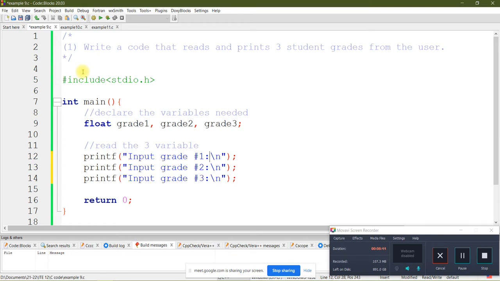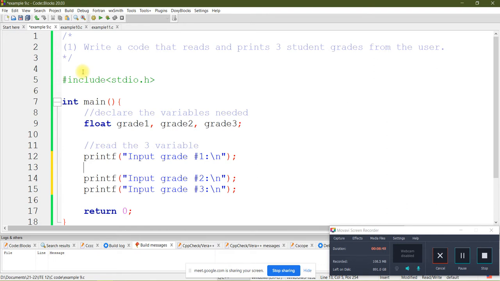Okay. So, that is for the 3 input labels. Now, after it prints each one, print input grade number 1. Right after it is read, of course, there is also an input. Right? So, of course, we should catch that input process. As I have discussed last time, if printf is for printing, scanf is for receiving the input.